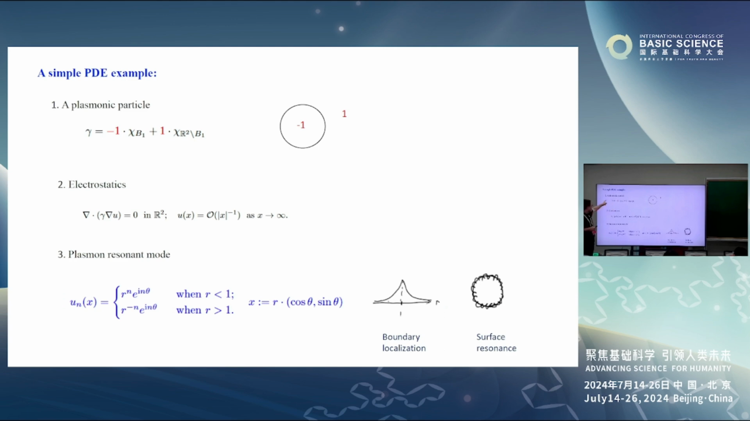Here let's consider a plasmonic particle of this form. It has a permittivity inside of negative Y, but outside it is Y. It's a piecewise constant parameter. This domain is a ball, a circle of radius 1. Now we consider this electrostatics problem, where gamma grad u is 0, and u follows this quadratic decay at infinity.